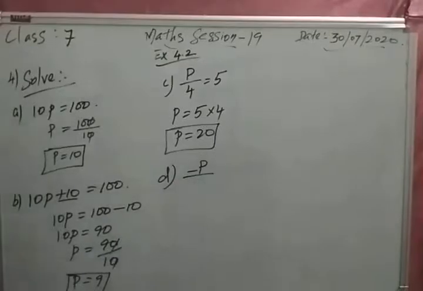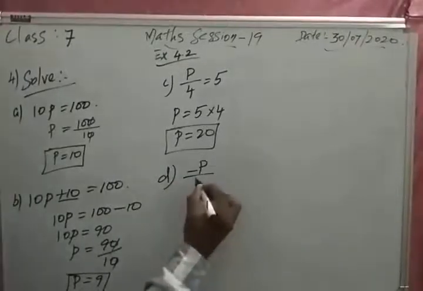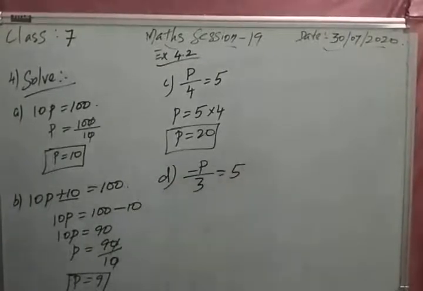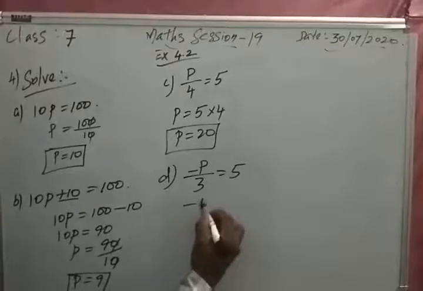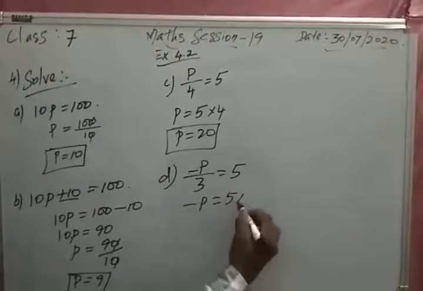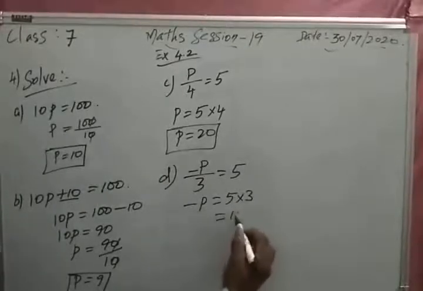P divided by 3 is equal to 5. Is equal to 5 only they have given. Okay. Here also we have to take same thing. Denominator is there, so minus P is equal to minus 5 into 3 is equal to 15. Minus P is equal to 15.